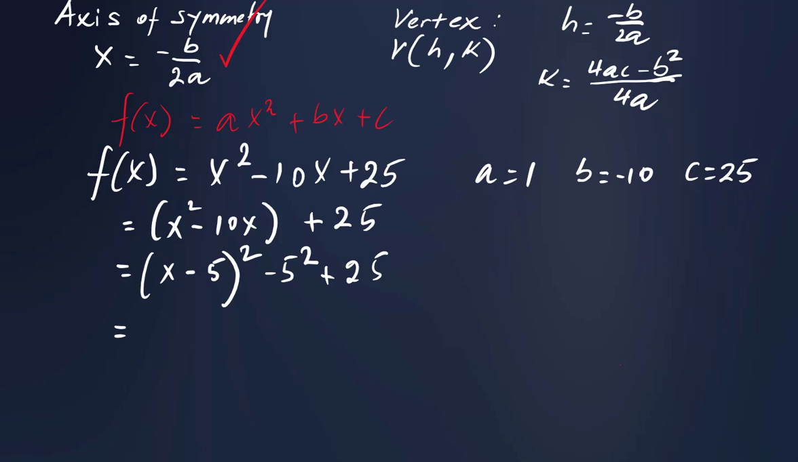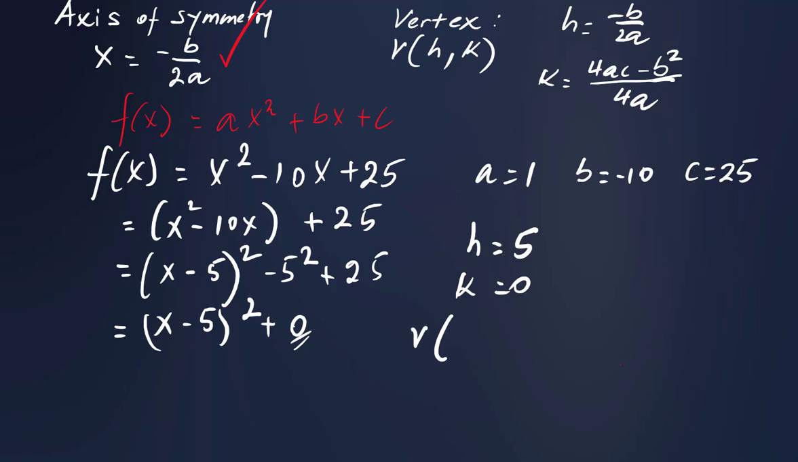So that gives us x minus 5 squared. In this situation, we can say just plus 0 if we want, it's not necessary, but all we can say here is h is equal to 5 and k is equal to 0. Okay, and the vertex is 5, 0, and the axis of symmetry is x is equal to 5. Okay, thank you.